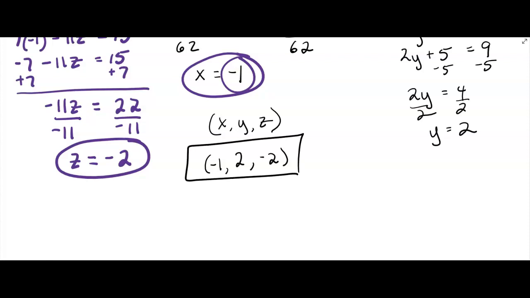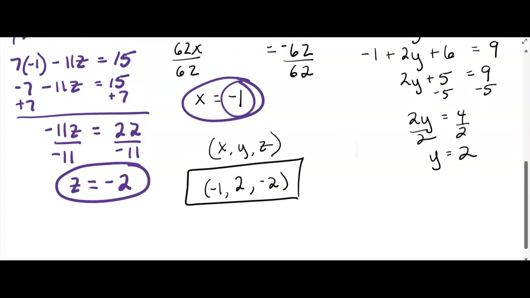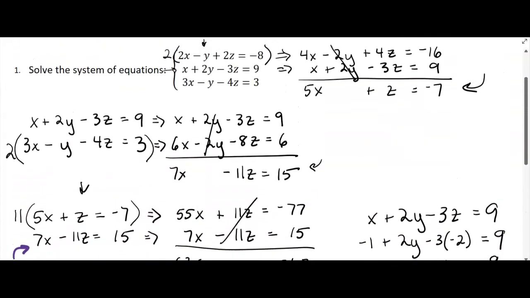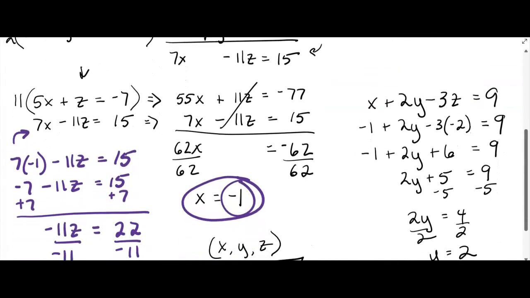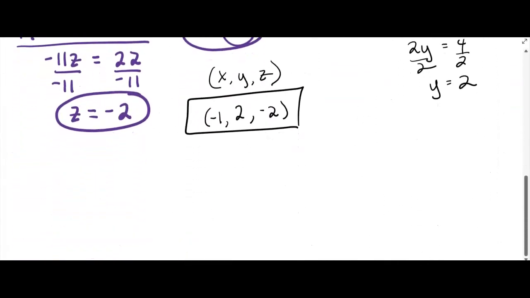Now, you're doing this for your exam and you're like, oh man, what if it's wrong? I want to make sure it's right. You could go to one of the other equations. I wouldn't use the one you just used, the middle one. I'd pick something else. So let's say I want this one. I'm going to have to remember that. 3x minus y minus 4z equals 3.